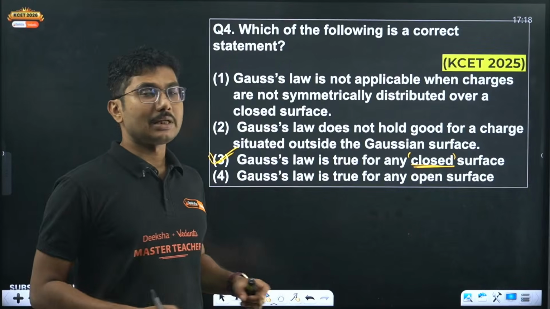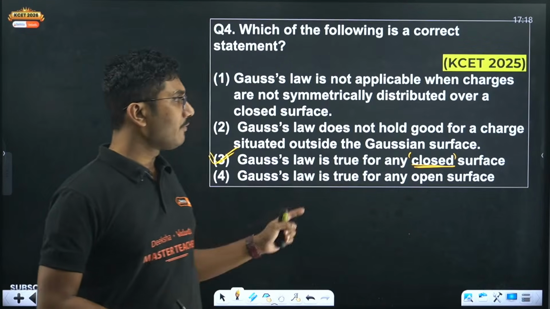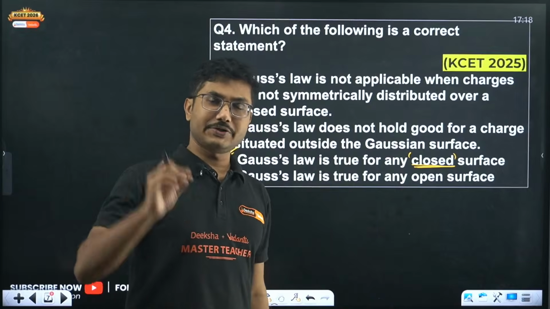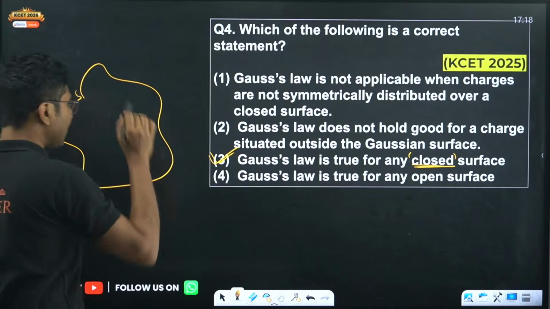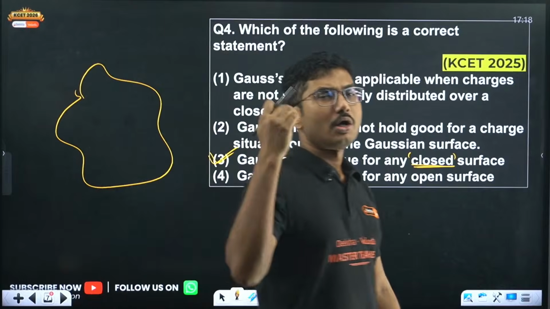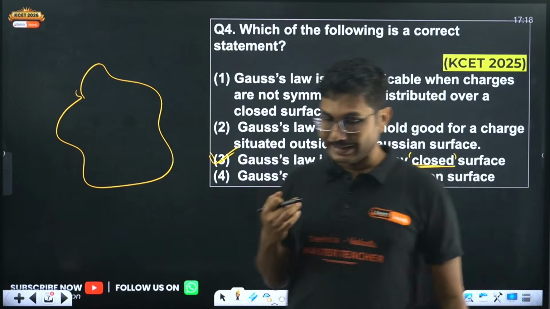It is not applicable to any surface. It is only applicable to any closed surface. It does not matter what shape and size. It can be any shape and size as long as it is closed. Then Gauss's law is valid.